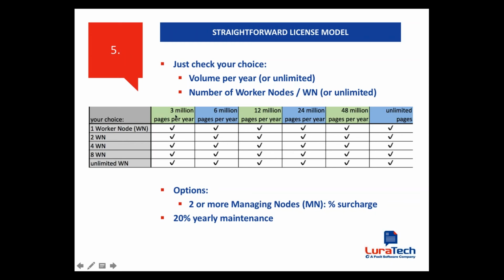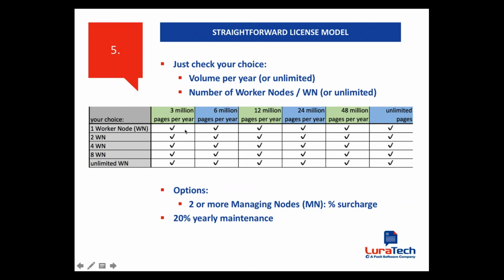For redundancy purposes, you might want to take 2. For more throughput and higher scaling, you might want to have more. And there is even a way of having an unlimited worker node license in the end. Pricing goes up from the upper left corner to the lower right corner, obviously.